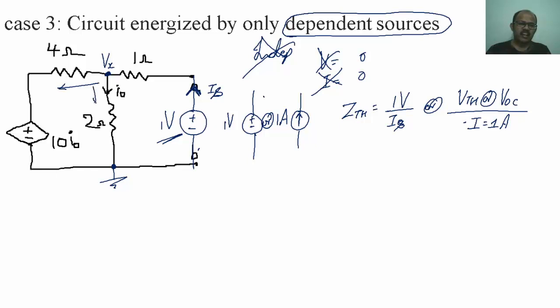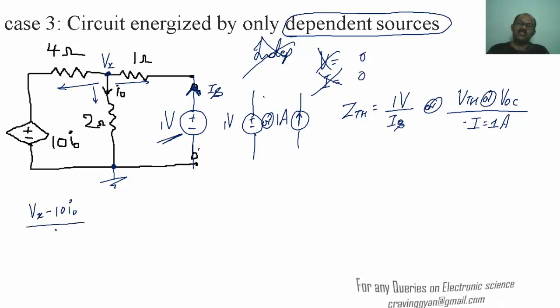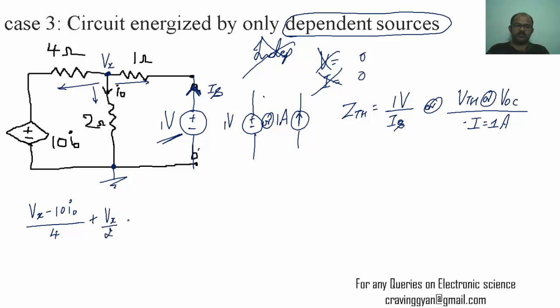All the currents are leaving this node. Now, applying nodal analysis at this point, I get (Vx minus 10 times I naught) divided by the resistance in that path, which is 4, plus Vx divided by 2, plus (Vx minus 1) divided by 1, which equals 0.